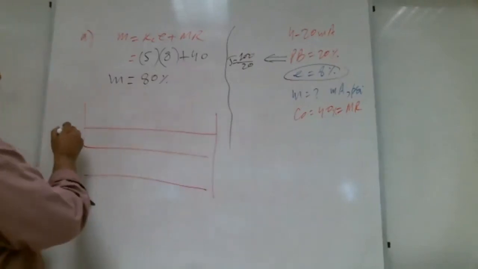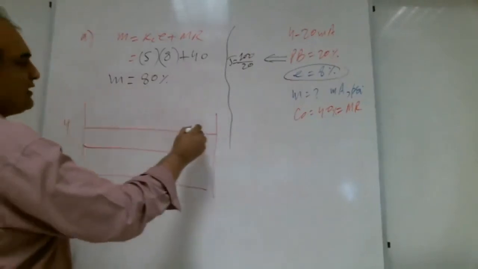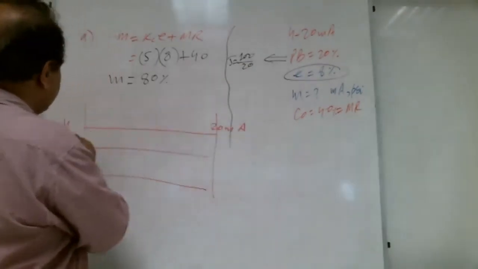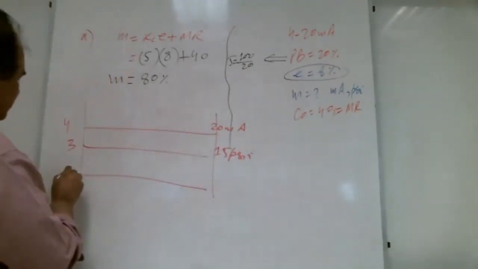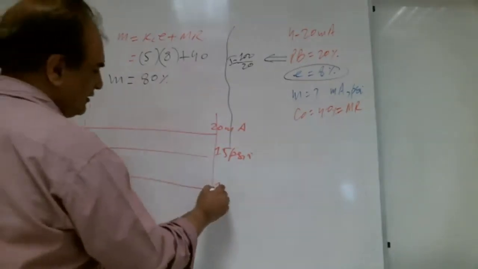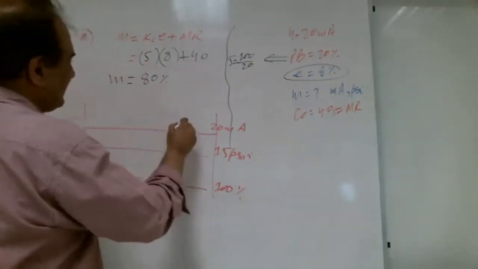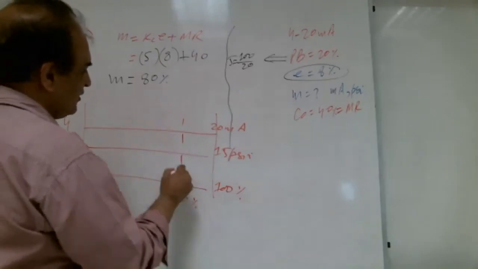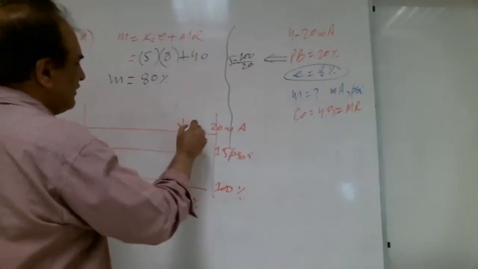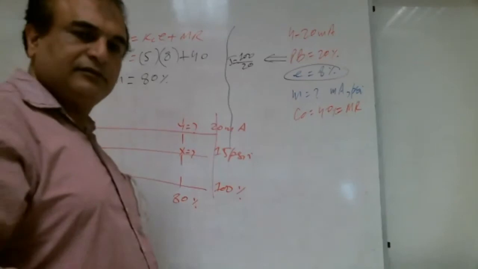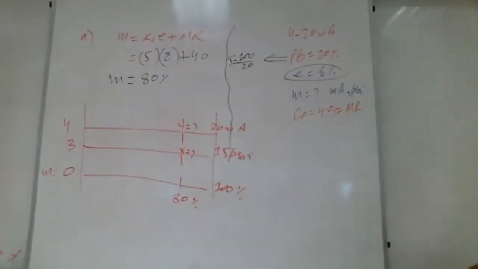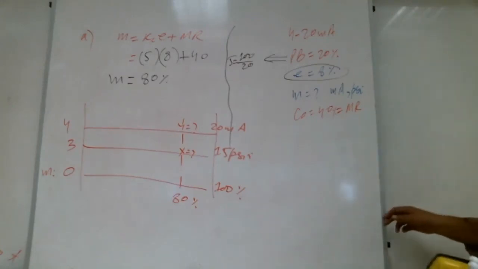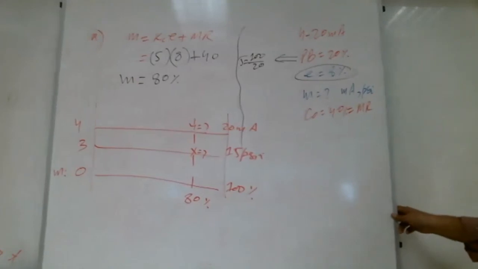So 4 to 20 milliampere, 3 to 15 PSI, and output is 0 to 100%. So we have 80% here. Find X, find Y. So you will get the milliampere and PSI both. Any question up to here? Please ask.